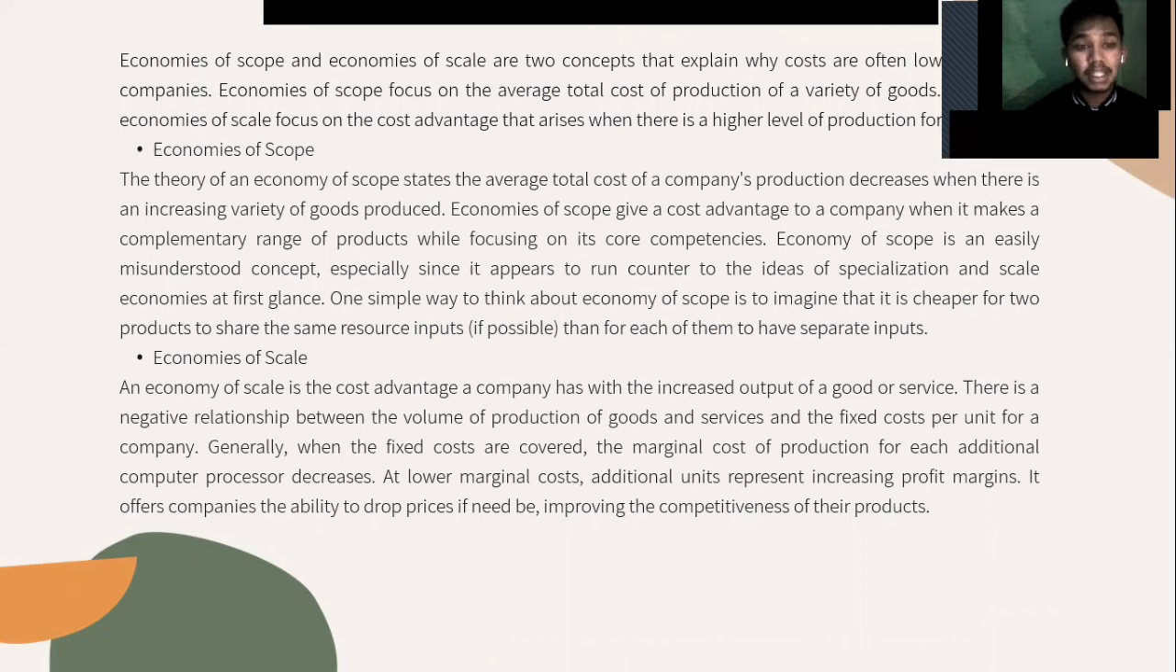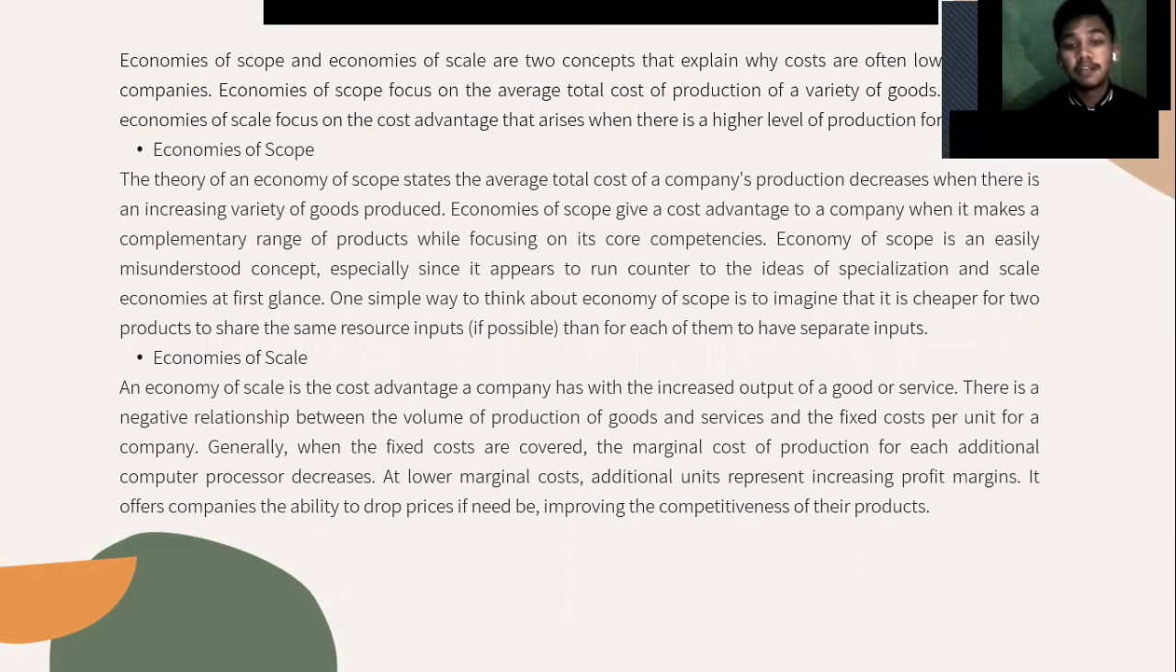Economy of scope is an easily misunderstood concept, especially since at first glance it appears to run counter to the ideas of specialization and scale economies. One simple way to think about economies of scope is to imagine that it's cheaper for two products to share the same resource input, if possible, than for each of them to have separate inputs. Then the economies of scale. An economy of scale is the cost advantage a company has with an increase of output of a good or service.